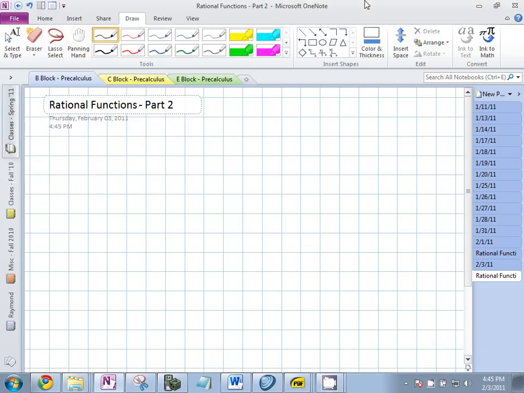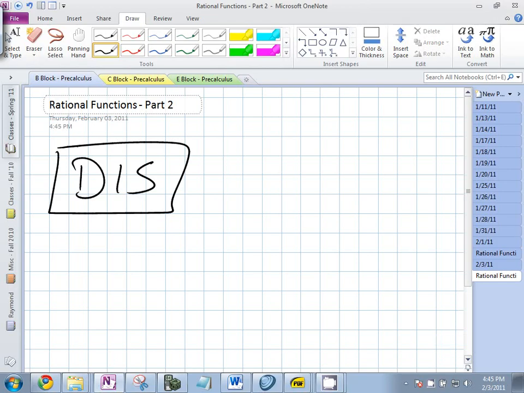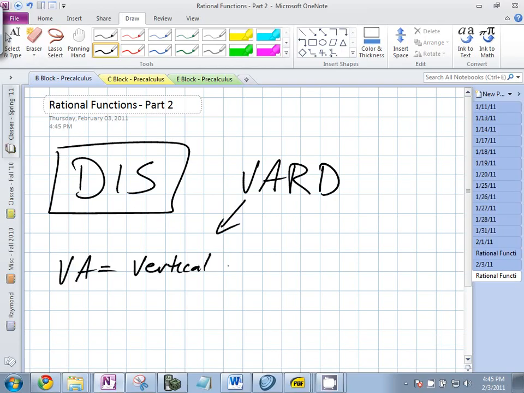Now, kids, this is where things get really fun. So far, we've looked at DIS, the domain, the intercepts, and the symmetry of a function. Now we're going to look at VARD, which is two things. VA stands for vertical asymptotes. Notice the fun spelling. You need to know that.